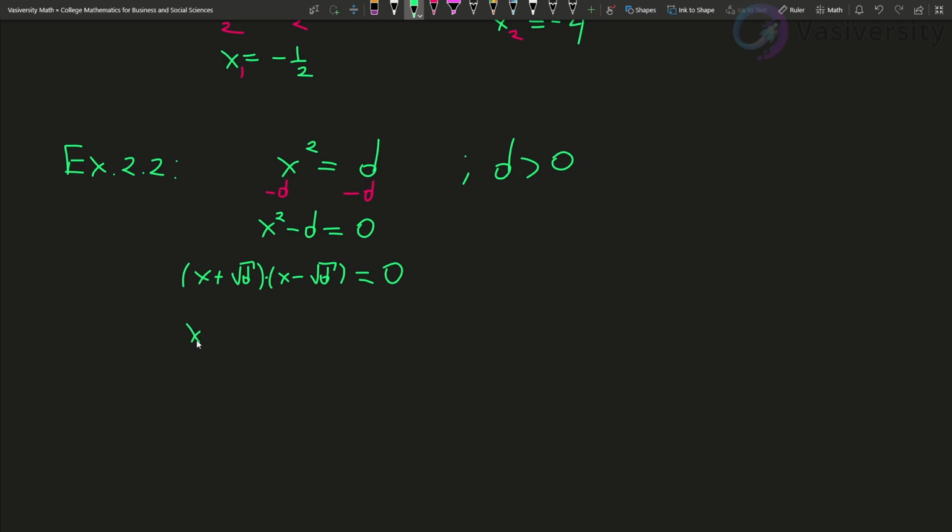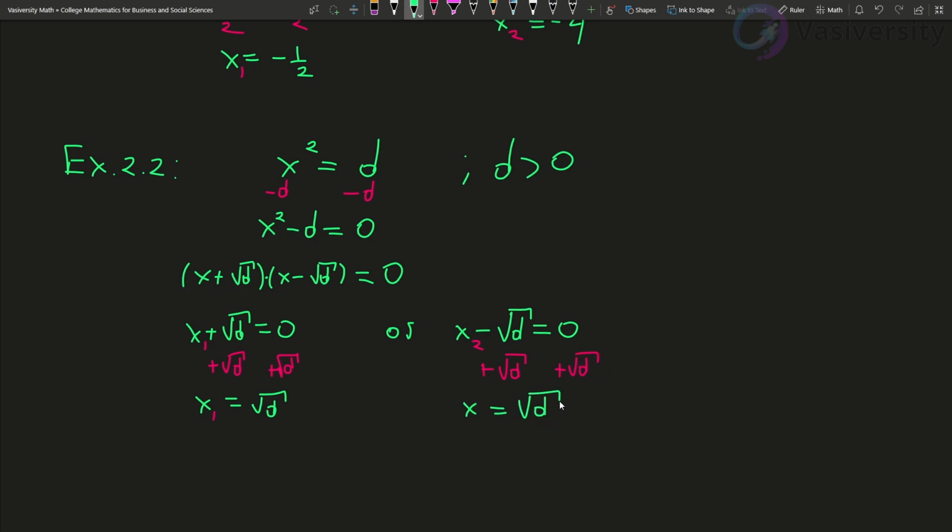Case number 1 is x + √d = 0, or x − √d = 0. Once again, it's going to be x1, and this is going to be x2. So for the first case, let's add √d to both sides. We will have that x1 is equal to √d. Perfect. And then for the second case, x − √d, we add √d to both sides, and we will have that x2 is equal to √d.